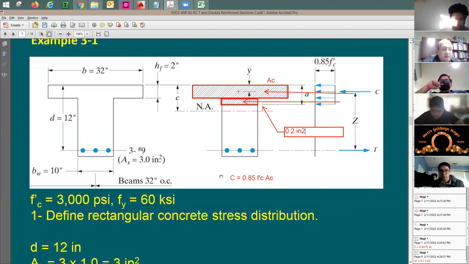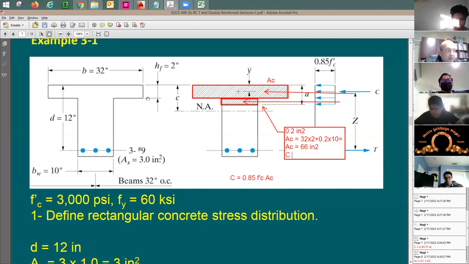This is very good. What is the total cross-section area AC? I'm going to say it's going to be 32 inch times two, plus 22 inch times 10 inch. Am I correct? Did I miss anything? Looks good. How much is that? 66 units, inches squared. Good.